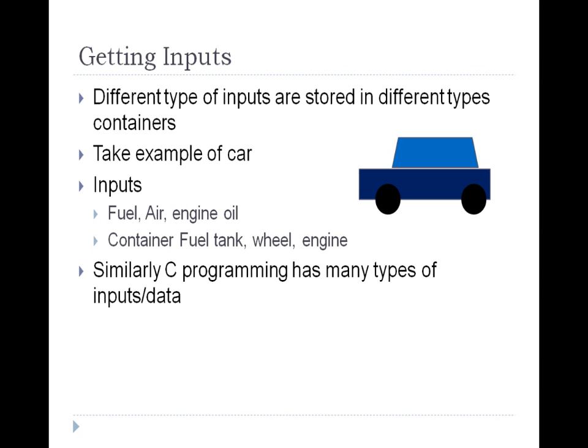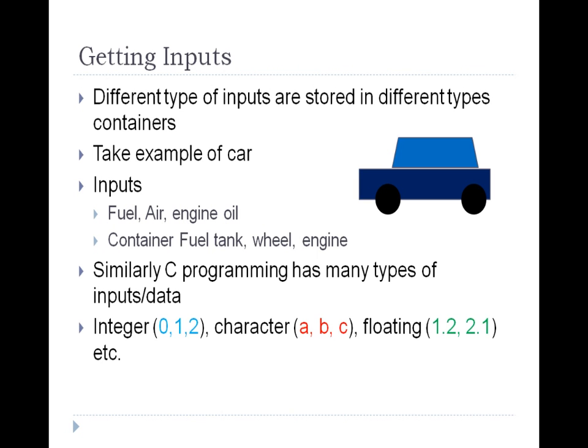Similarly, C programming has many types of inputs and data. For example, integer values, that is like 0, 1, 2, 3, 4, etc. This goes into an integer type of container, and the character type of container, like A, B, C, etc., holds the characters, and the floating numbers are held in a floating type of container.